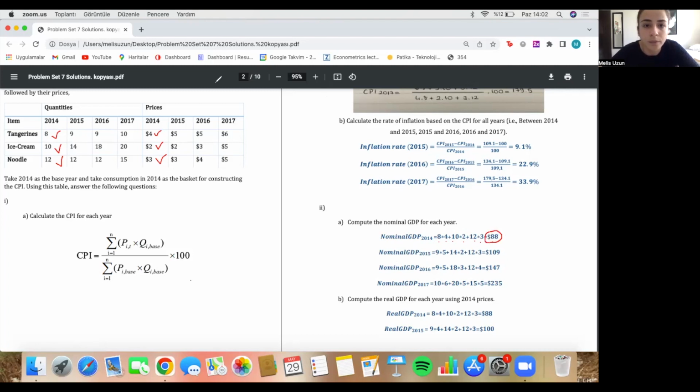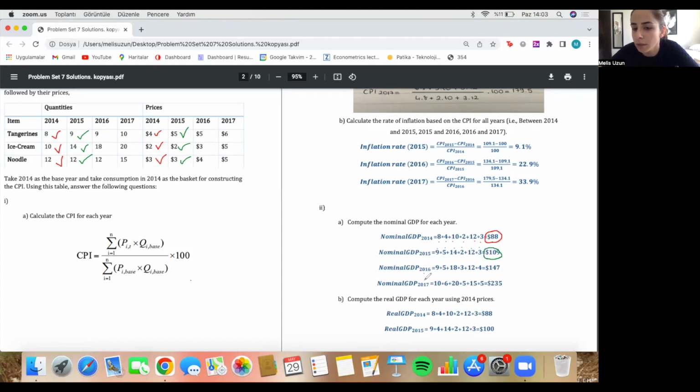So let's look for 2015's nominal GDP. So now we will multiply 2015 prices with 2015 quantities. So first, tangerines were $5 and their quantity is 9. So we multiply 9 with 5. And ice cream was $2 and their quantity is 14. So we multiply 14 with 2. And for noodles, they're $3 and their quantity is 12. So we multiply 12 with the $3 and we will find that nominal GDP in 2015 is $109.